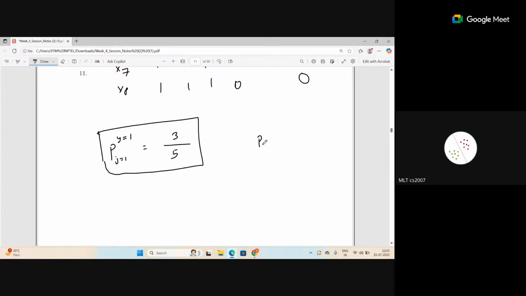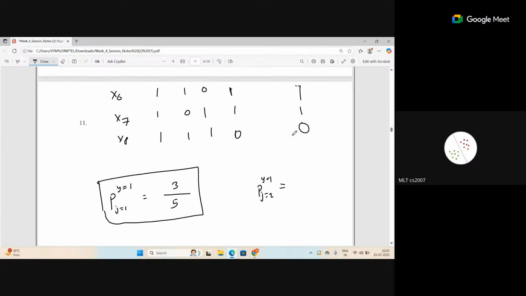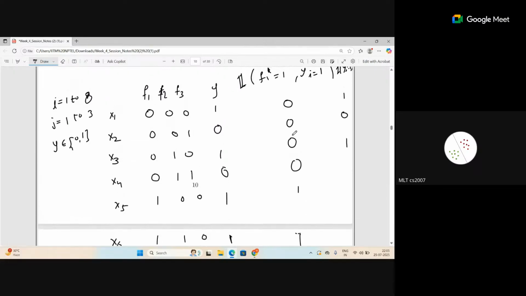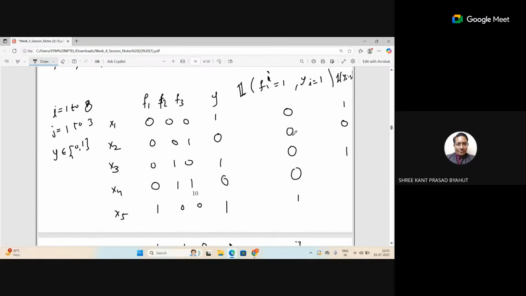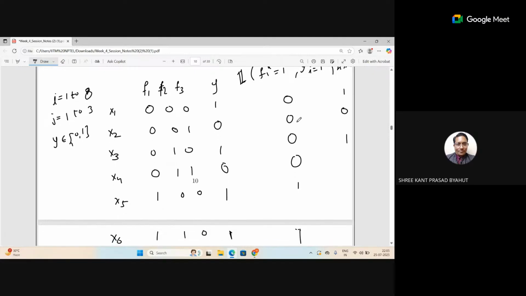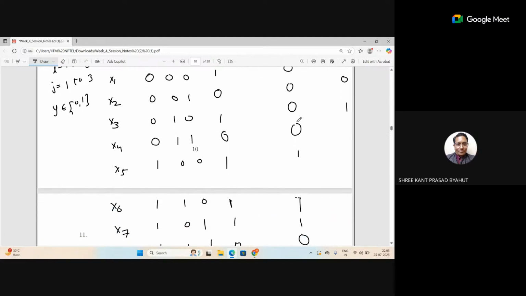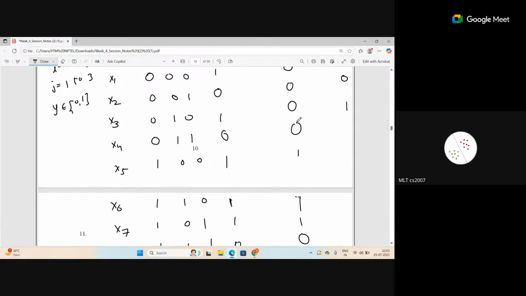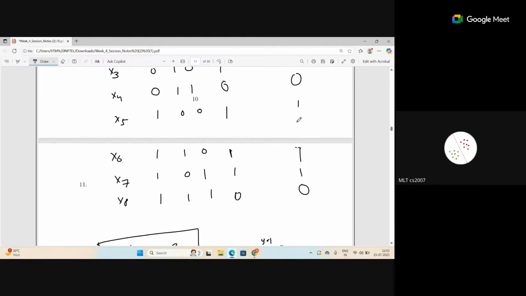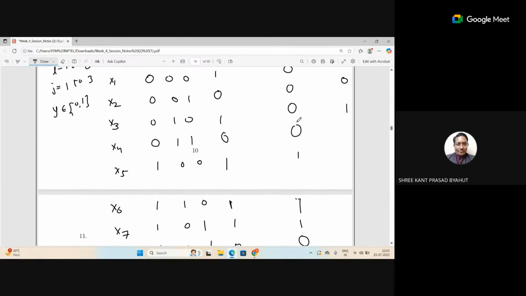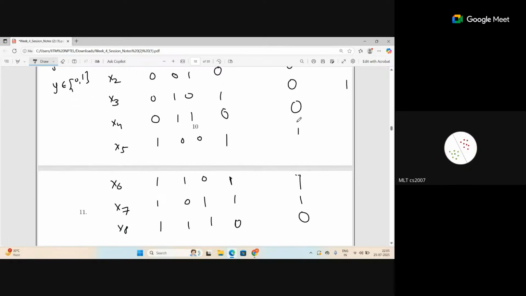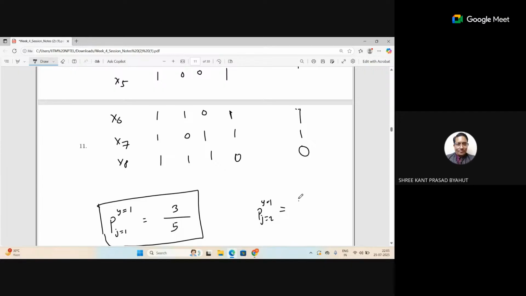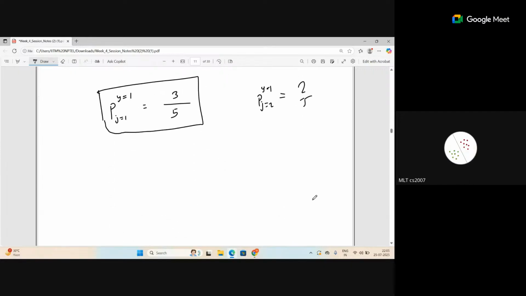And now P of fj equals 2 given y equal to 1. Can you tell me now from this example? So 0, 0, 0, 1. X4 is not 1. X6 is 1. X3 is 1. X3 and X6 only, so 2 by 5. Do you understand that? Sir, I'm just confused.